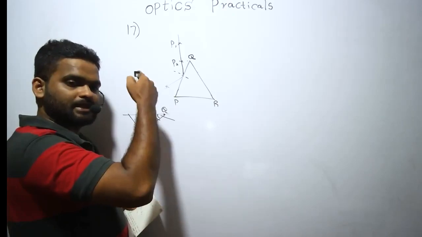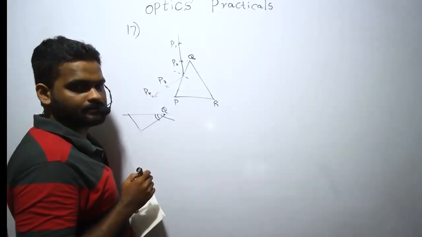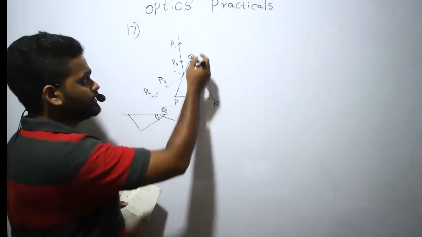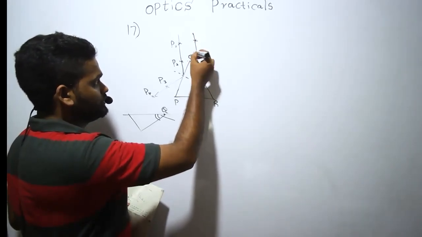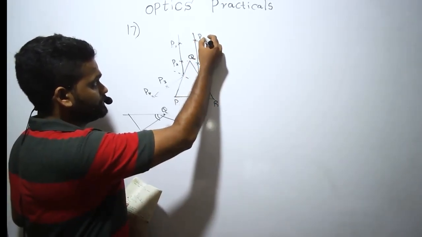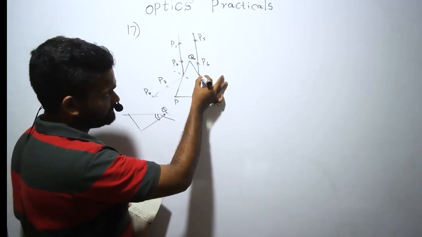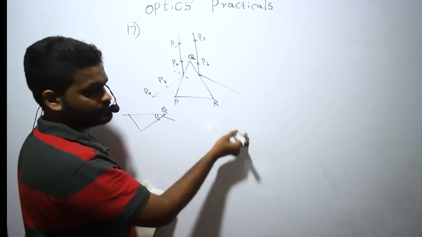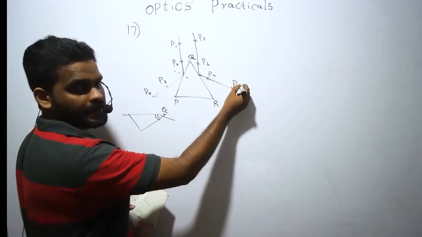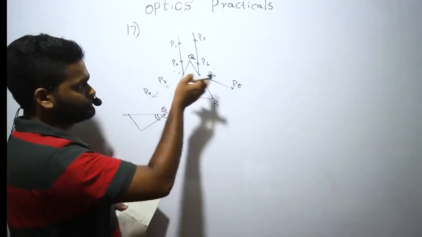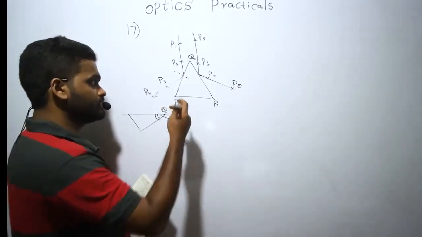By using the method I explained earlier, you place P3 and P4 pins, right? Again, then you have another line. You can use the same pins, but I'll say P5 and P6. Then that gets partially reflected from this side as well. Then you place P7 and P8, right? Then you can take the prism out. Then you can do the necessary drawings.